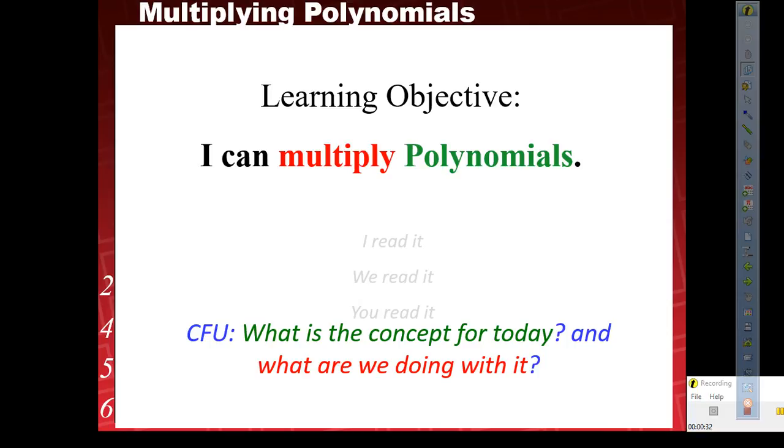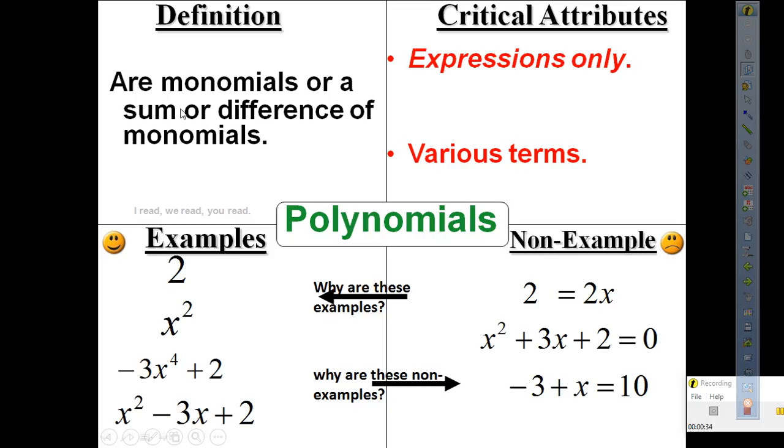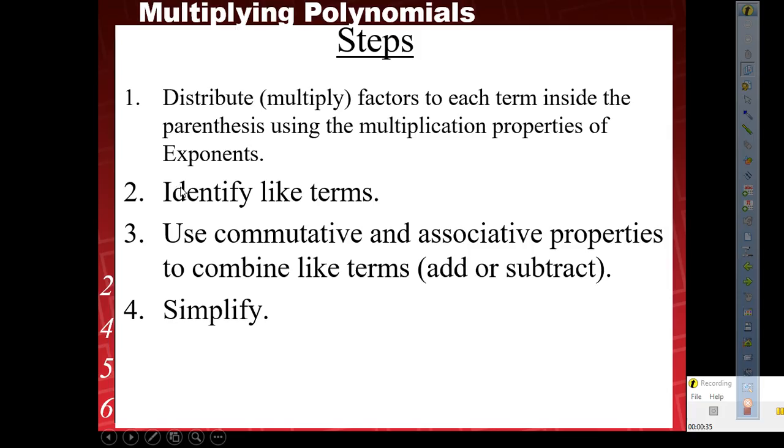So we don't need a Frayer model. We have that. We have the steps. We're going to continue using these steps. It says here we distribute, identify like terms, use commutative and associative property to combine like terms, and simplify. We always simplify to lowest terms if possible.